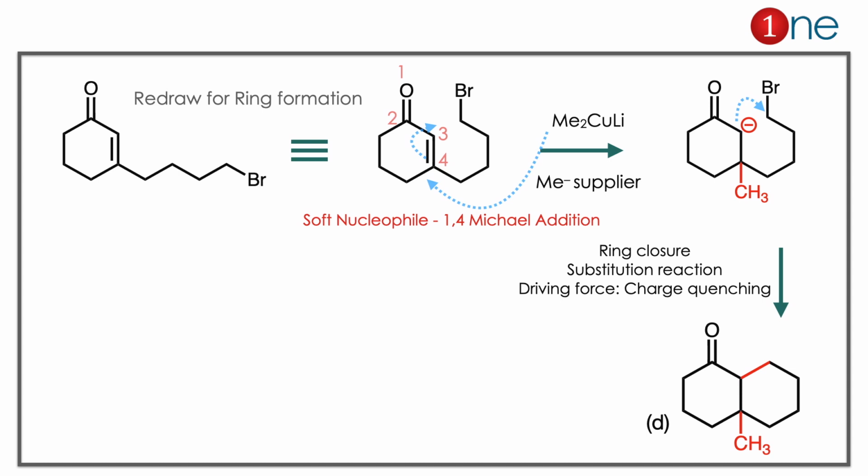Here you have to learn two important things. One is methyl copper lithium. Methyl copper lithium provides the soft nucleophile, which is Me-. The second thing is Michael addition. If a soft nucleophile reacts, always 1,4 Michael addition is observed.